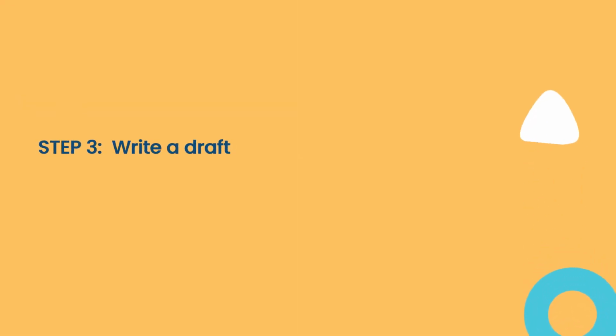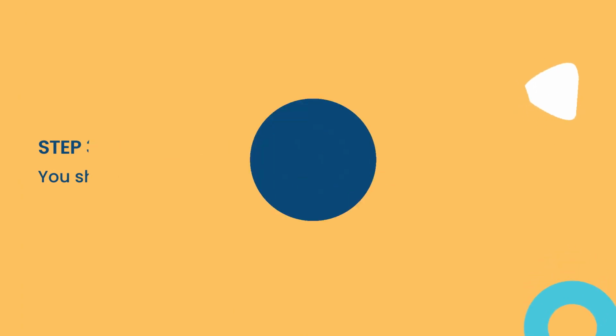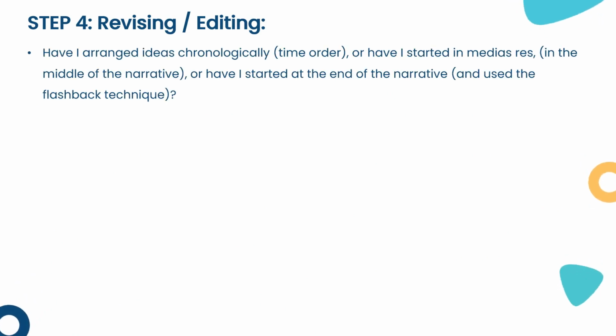Step 3. Write a draft. You should have at least 5 paragraphs. Step 4. Revising or editing. Ask yourself, have I arranged ideas chronologically, in time order, or have I started in medias res, in the middle of the narrative, or have I started at the end of the narrative, and used the flashback technique?